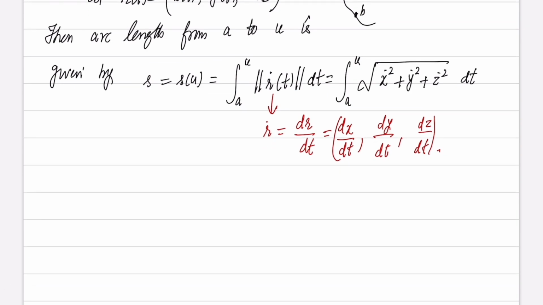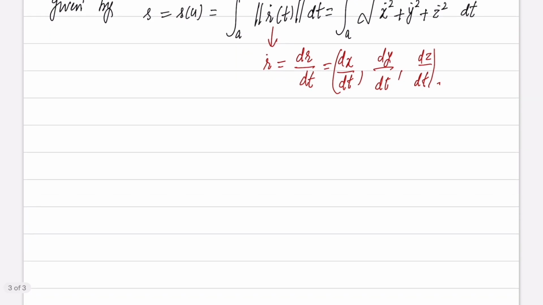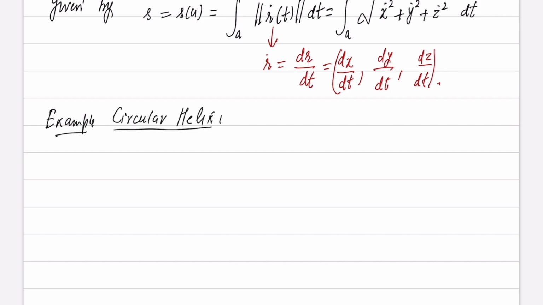Now we will take an example to apply this formula for evaluating the arc length of a curve, and in fact we will take one nice example of a curve that we call the circular helix. It will be left as an exercise to find out what the figure of the circular helix is and what its definition is. Here we will not take up the definition, but we will just take up the parametric representation of the circular helix.